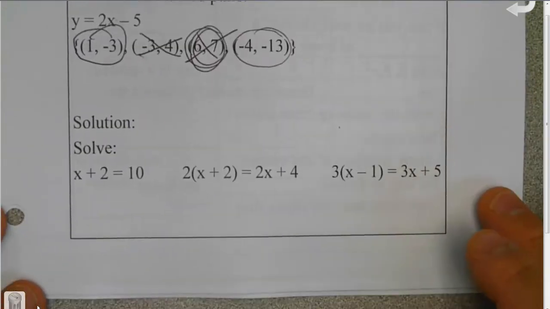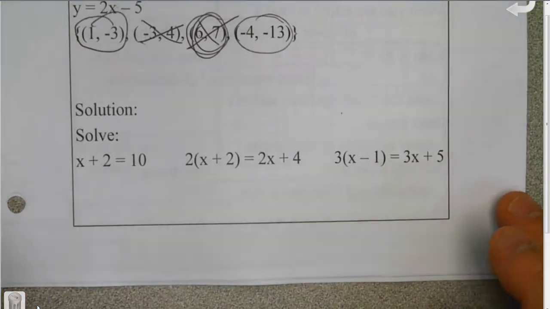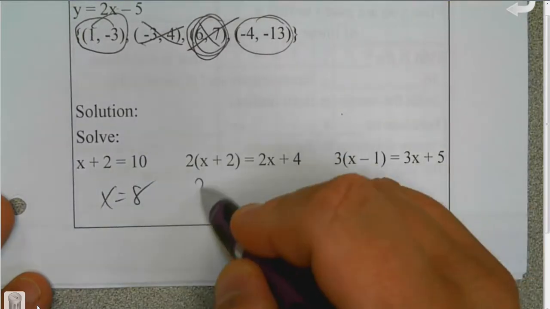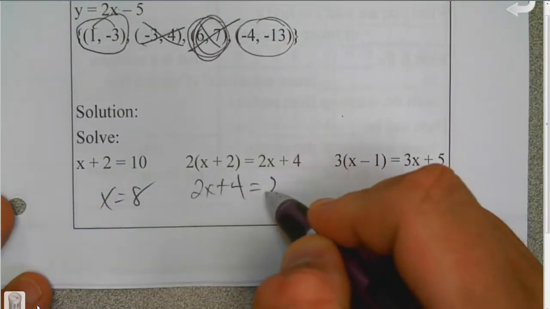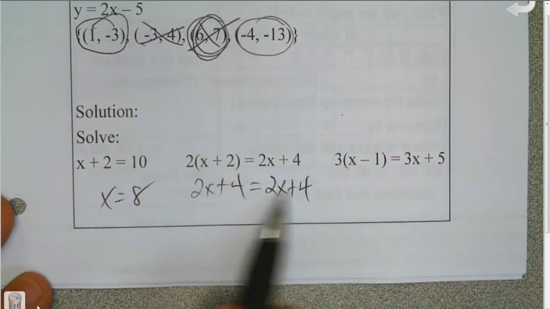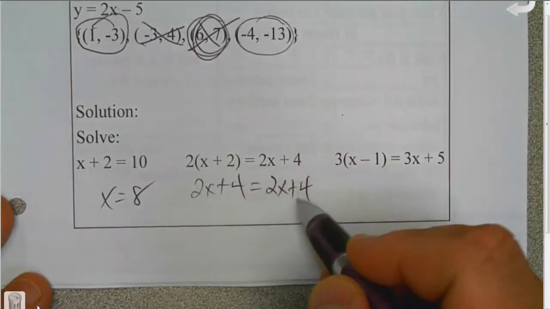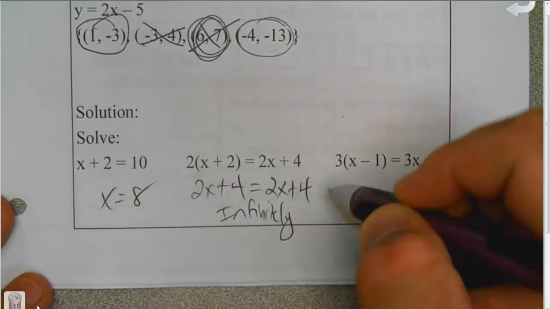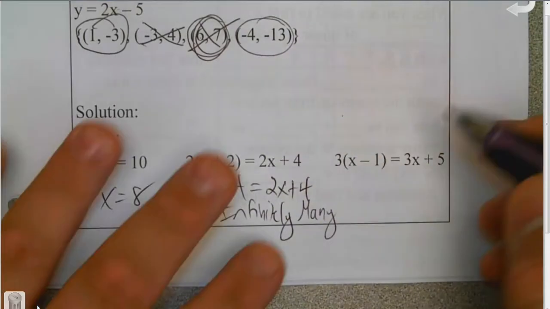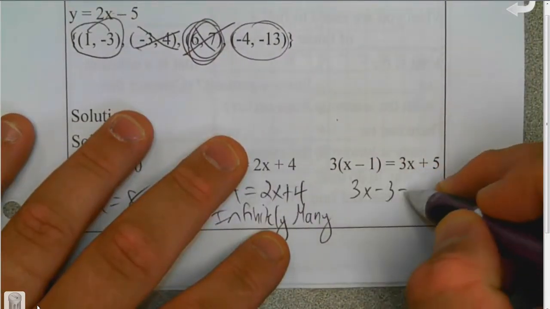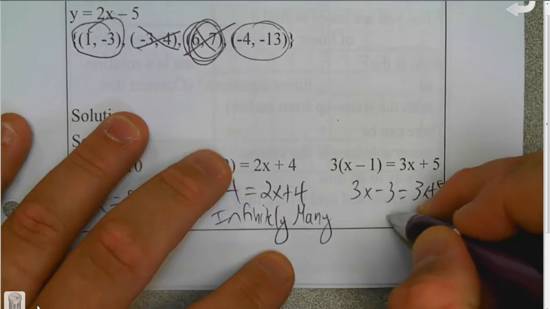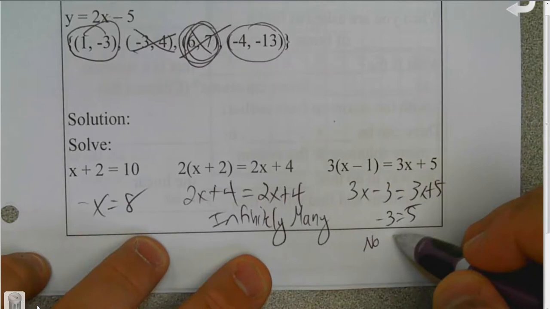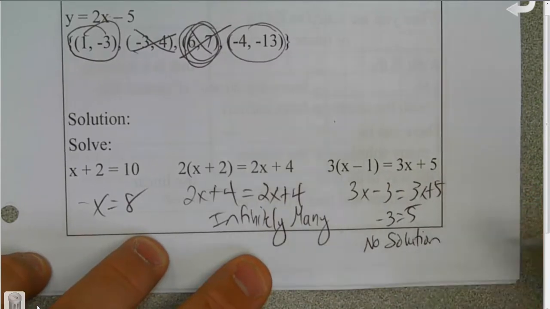You can also solve systems by using algebra. So we know, like, we subtract 2, we get x is equal to 8. We distribute, we get this situation. We know that this is going to end up being 4 equals 4, which is infinitely many. And then when we do this, we know we're going to end up with negative 3 is equal to 5. And so we understand from before that that's a no solution set.